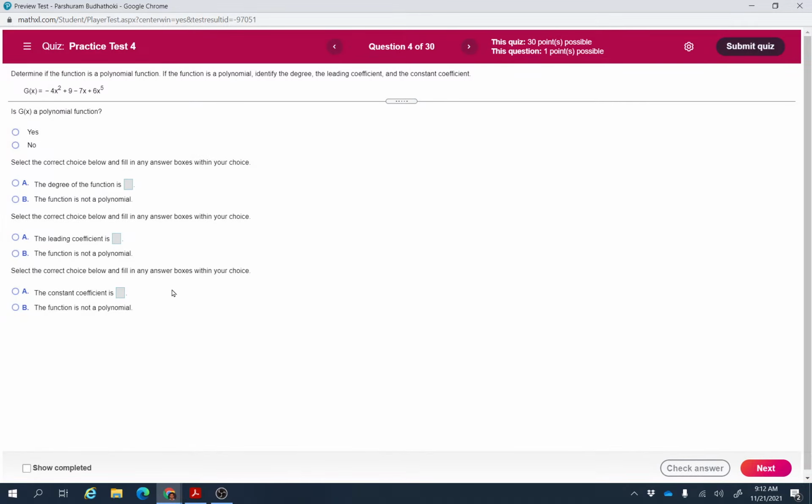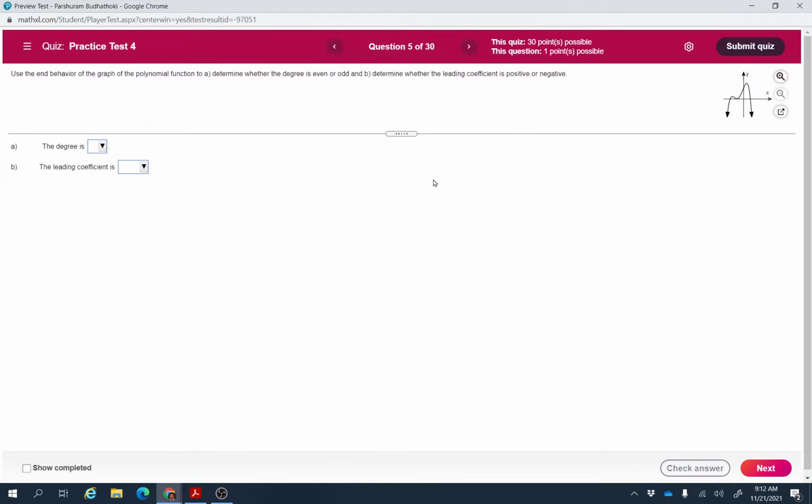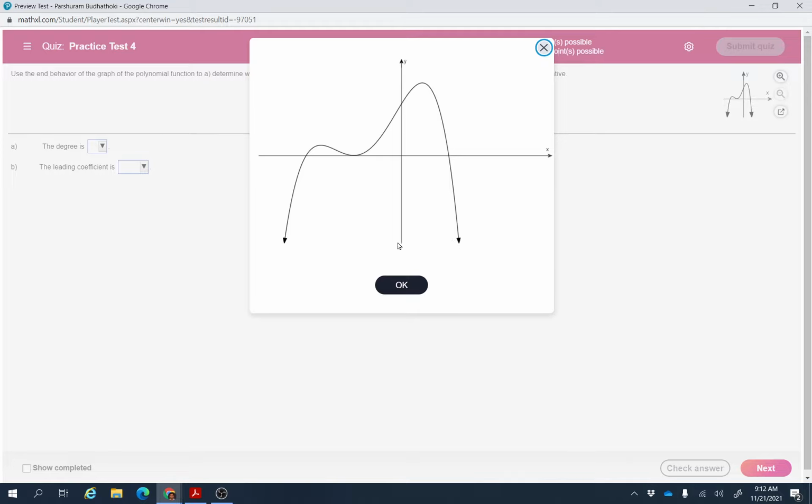Exactly the same problem as problem 3, so I'm going to skip it. Okay, look at the graph here. As you can see, the end behavior of this graph goes down and down. So the degree of this polynomial should be even, because only in the even case does the end behavior go the same way on both sides, either up-up or down-down. So it's even degree.